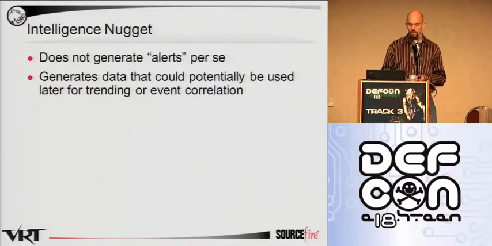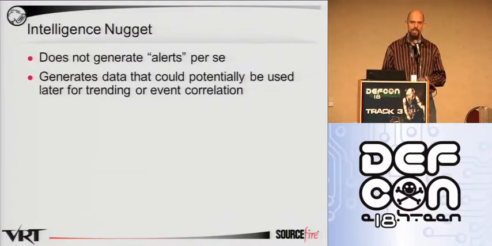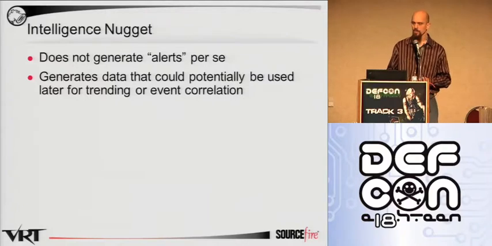But not every nugget that we have is the simple see bad people doing bad things on the internet. We also have these intelligence nuggets. Intelligence nuggets are really analysis engines. They're nuggets that provide data that is not necessarily of an alert nature. I mentioned earlier that you could have DNS queries stored.